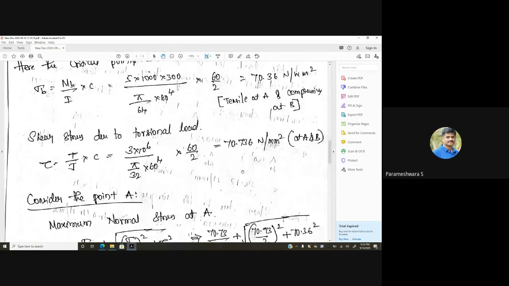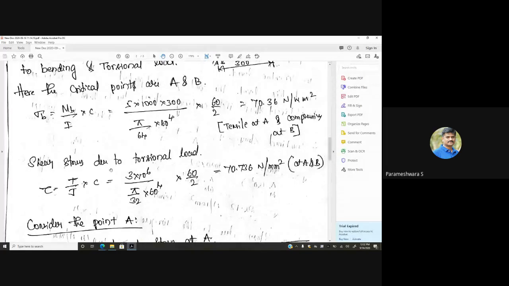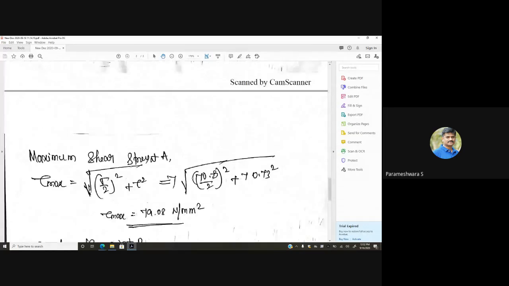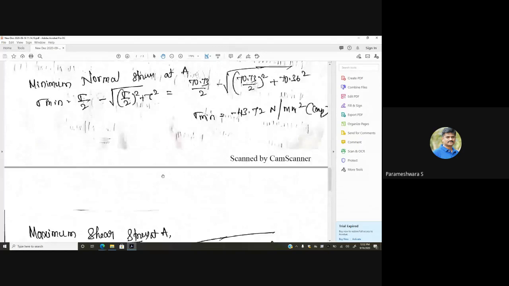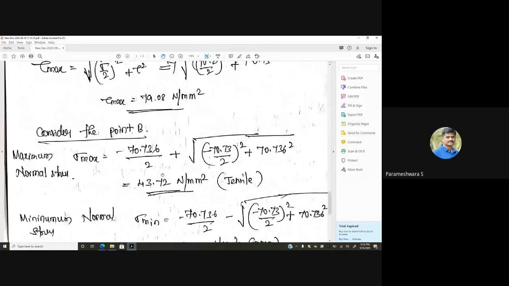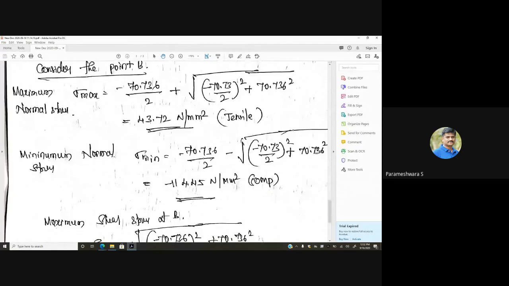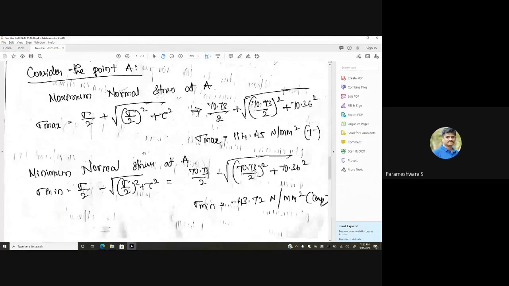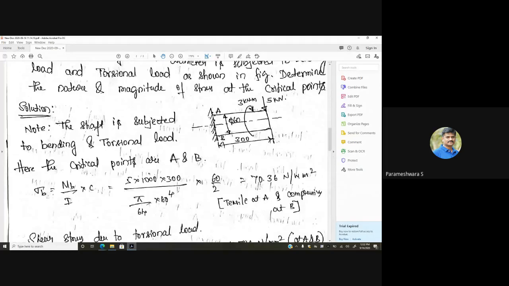bending stress, and put those values. Bending stress means nothing but the stress induced due to bending, and shear stress is stress induced due to torque. And put those values at A and B. So look at that, considering B. It means that at A, the stress induced is positive, that is tensile stress. At B, stress induced is negative. So we'll see that.